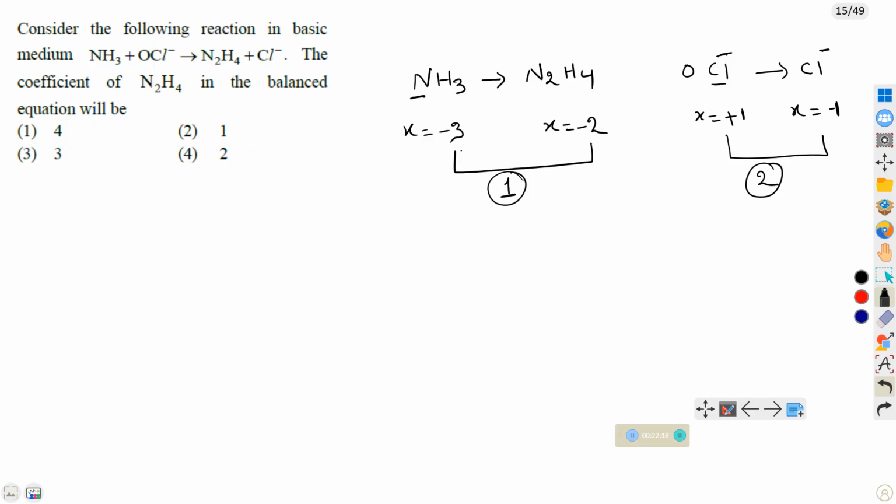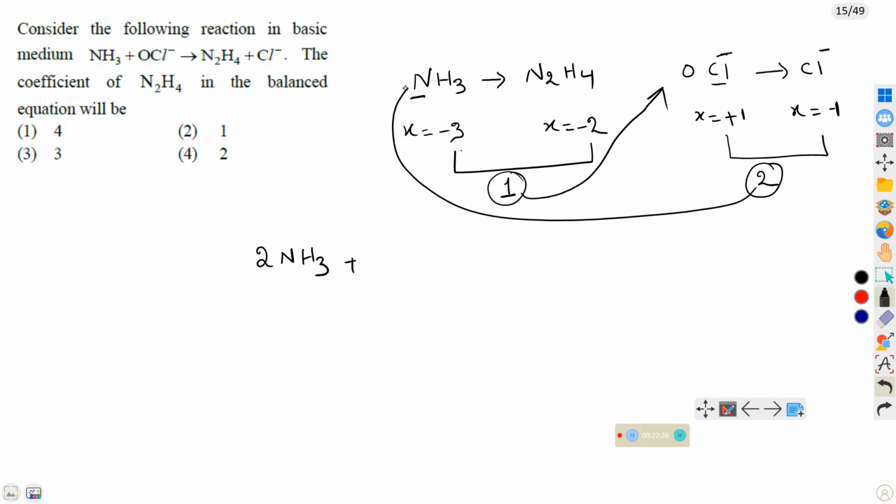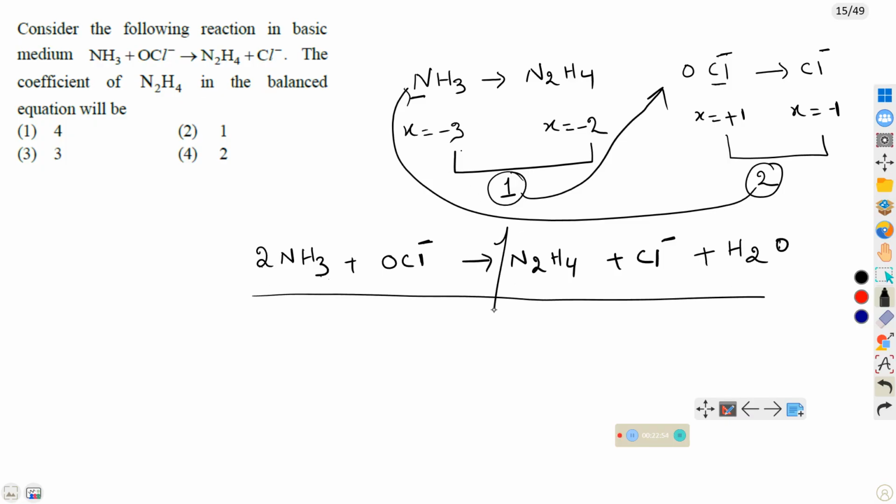Exchange the N factor values. Exchange the coefficients. Then 2 moles of NH3 plus OCl minus gives rise to N2H4 plus Cl minus. Remaining 6 oxygens, here 6 hydrogens, here 4 hydrogens, 2 hydrogens, 1 oxygen, H2O is formed and eliminated. What is the question? The coefficient of N2H4 in the balanced equation. The equation is balanced. How many moles of N2H4 are formed? 1 mole of N2H4 is formed.